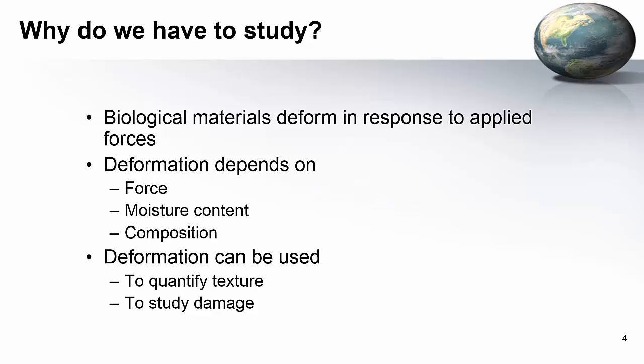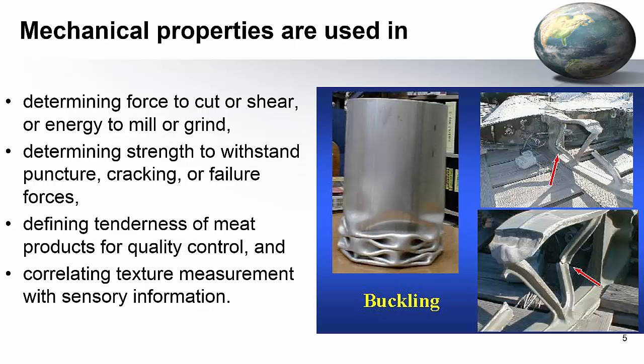Why do we have to study this? When you apply forces, the biological material deforms, especially the solids. The deformation depends on the stress, moisture content, and composition. In turn, you can use the deformation to quantify the texture of a material, to study damage, or even to estimate the strength of the material.